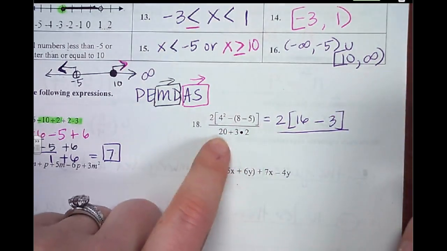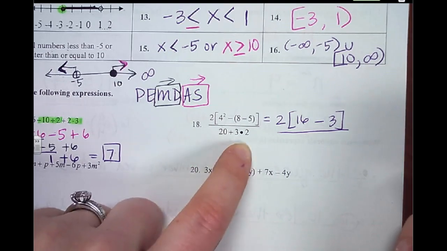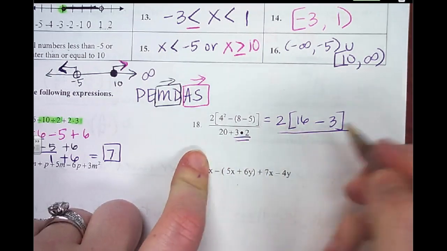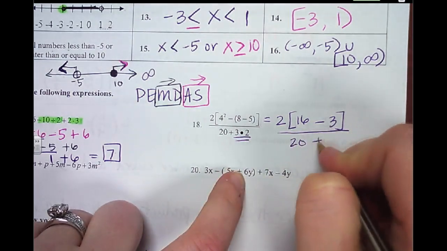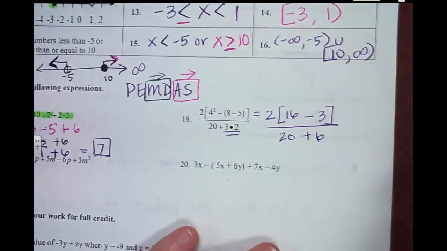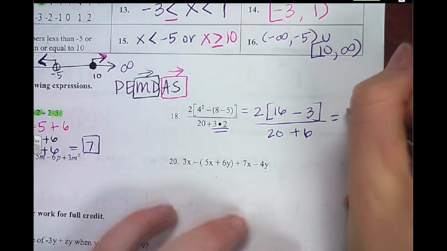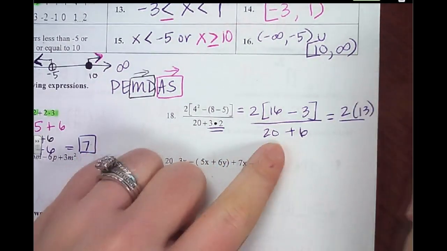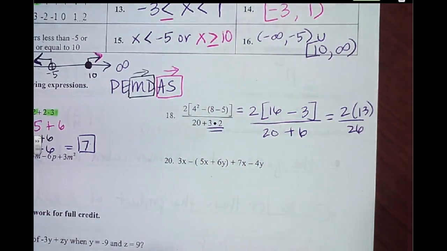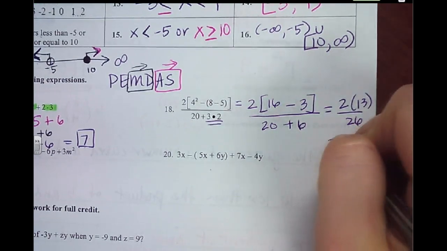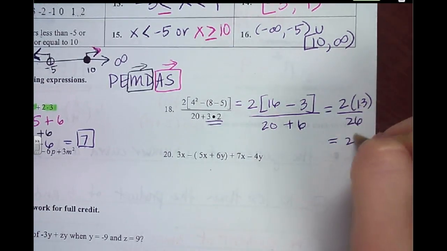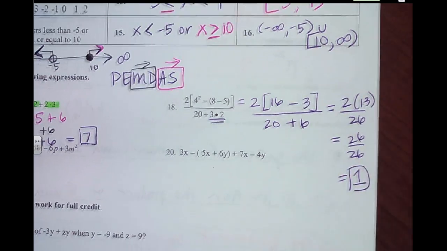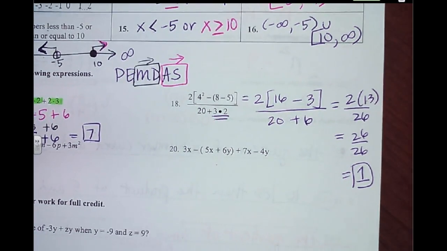Divided by, on the bottom here, I have 20 plus 3 times 2. So following order of operations, you should do multiplication first. So this is 20 plus 6. Okay, so now I have 2 times 16 minus 3 is 13 divided by 26. Okay, 2 times 13 is 26 divided by 26 is 1. So our final answer should be 1 there.